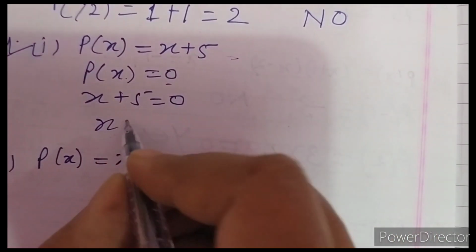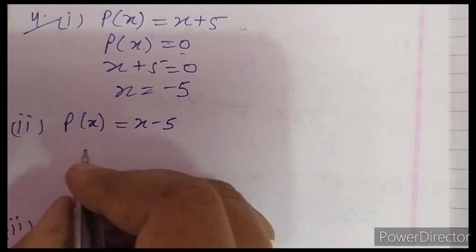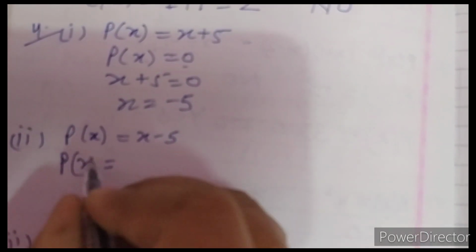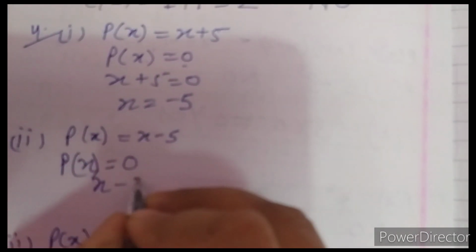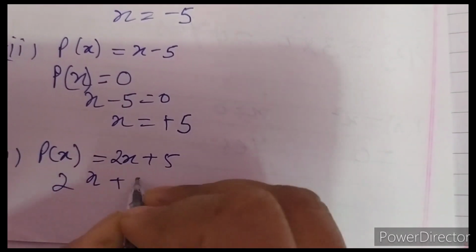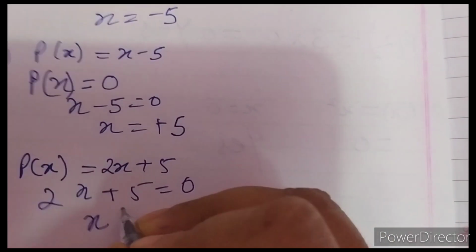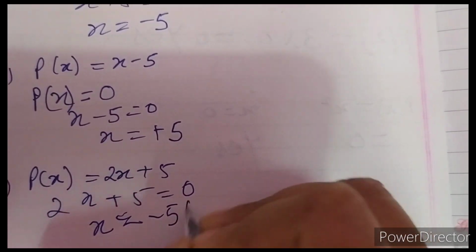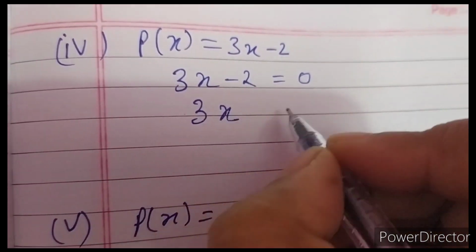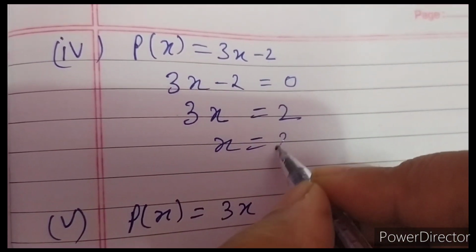So x plus 5 is equal to 0, so x is equal to minus 5 here. Similarly here x minus 5, p(x) is equal to 0, that means x minus 5 will be equal to 0, and x will come out to be plus 5. Here again we will do 2x plus 5 equal to 0. So x will come out to be minus 5 by 2. Next is 3x minus 2. So 3x minus 2 equal to 0. 3x is equal to 2, and x is equal to 2 by 3.